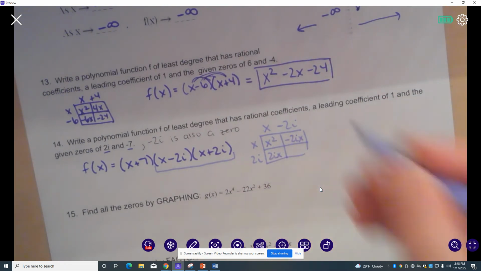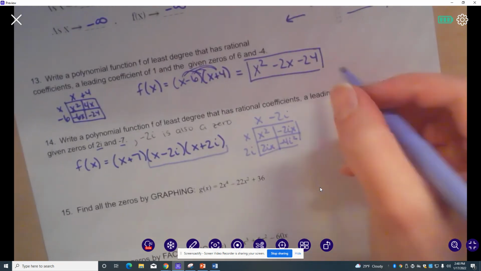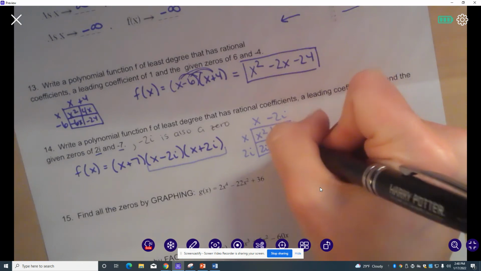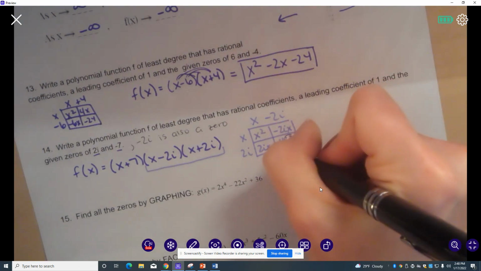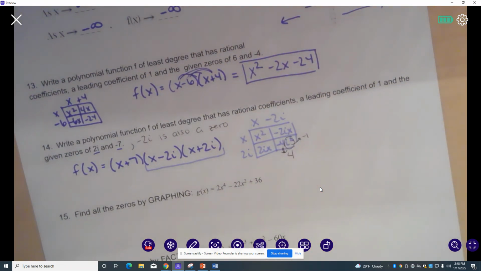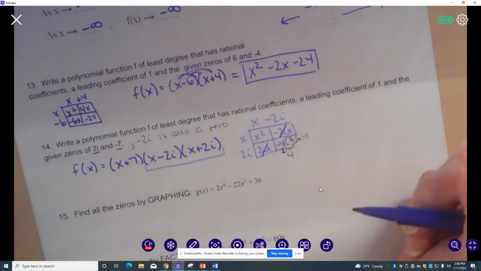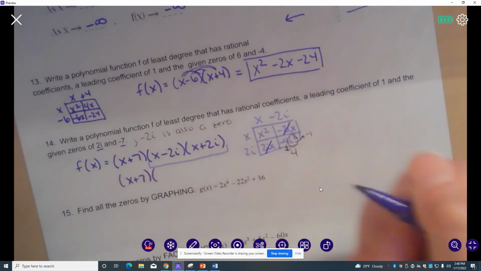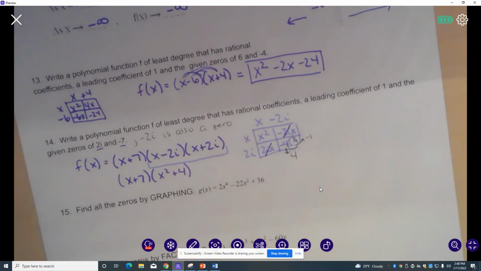Two i times negative 2i is negative 4i squared. Remember, however, that i squared is the same thing as negative 1. So this is negative 4 times negative 1. So this box is really positive 4. So now when I go to combine like terms, those terms cancel. And this becomes x plus 7 times x squared plus 4.